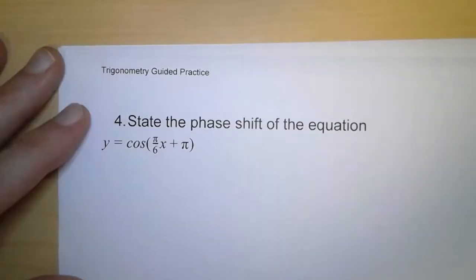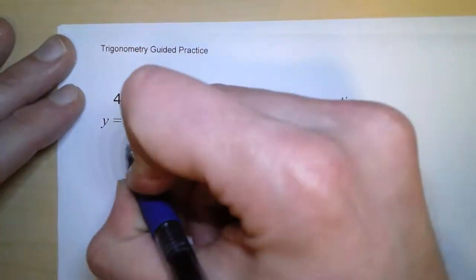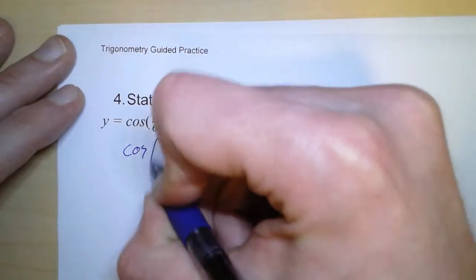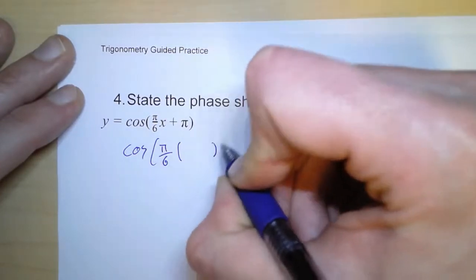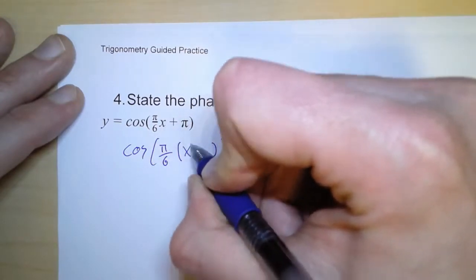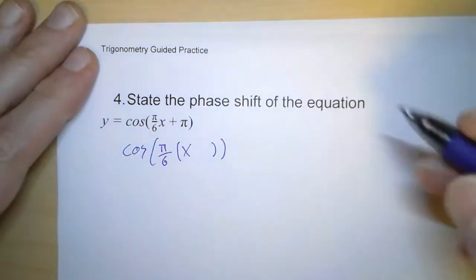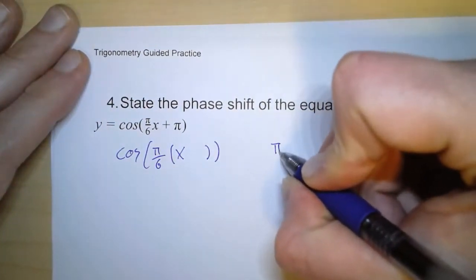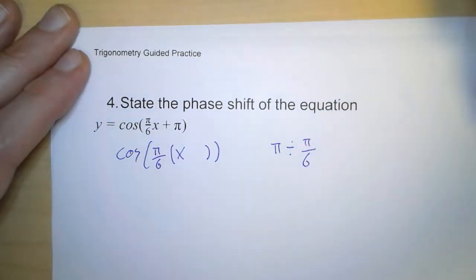So looking at number 4, this one's a little bit more complicated because here we're multiplying x by pi over 6. So that means we have to factor that out. So we have pi over 6, and then we have this quantity. Now if we divide pi over 6 x by pi over 6, we're left with x. If we divide pi by pi over 6, what would that look like? Well, let's write it over here. Pi divided by pi over 6.